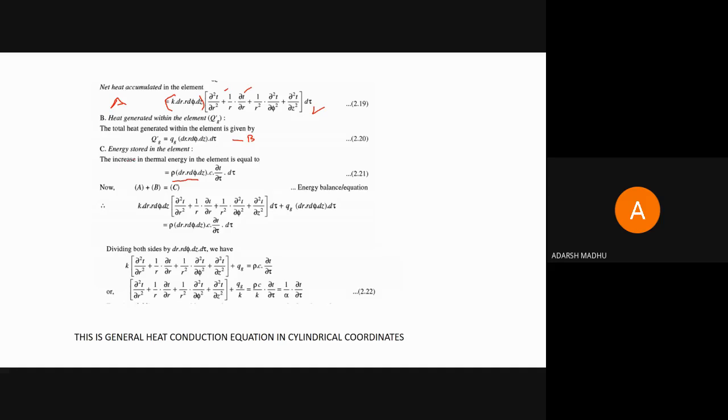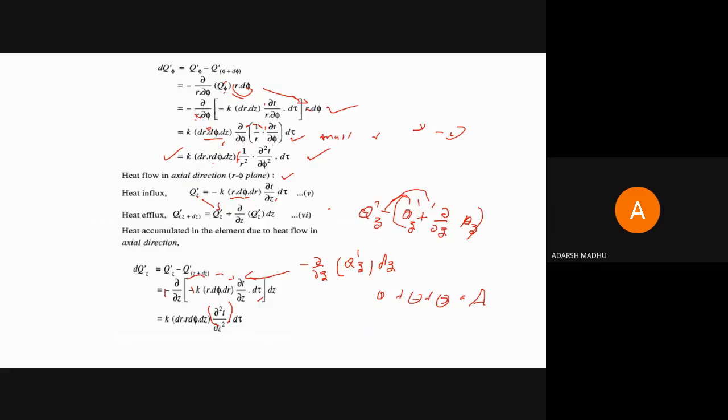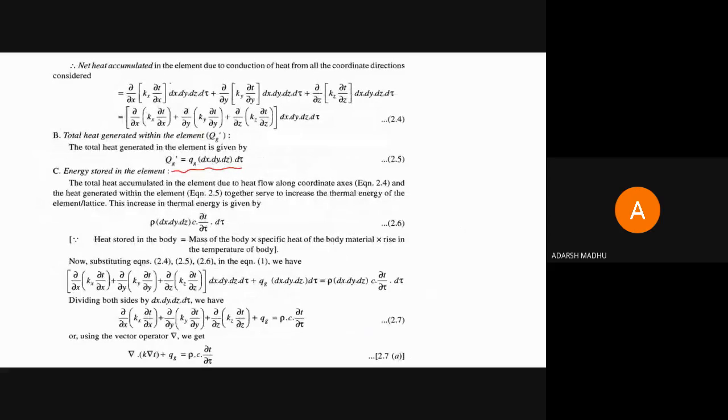The increase in thermal energy, that is the C part. The increase in thermal energy is termed as the mass into specific heat into temperature difference, that we have studied in the previous derivation. That is, the mass of the body into specific heat of the body into rising temperature, that is stored in the body.